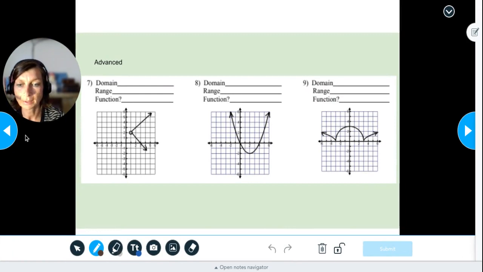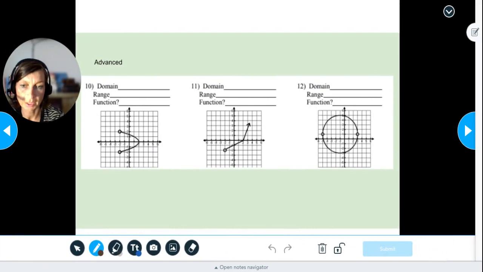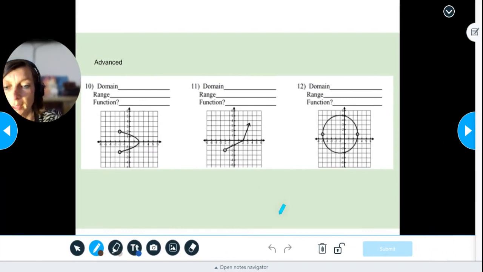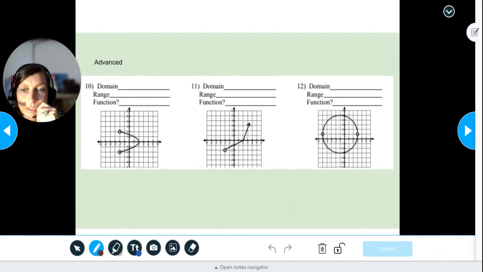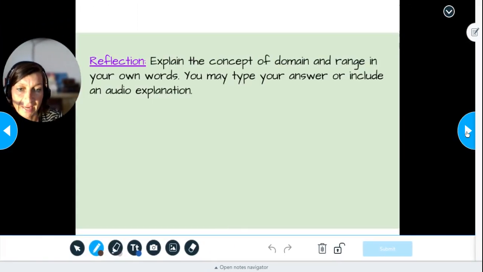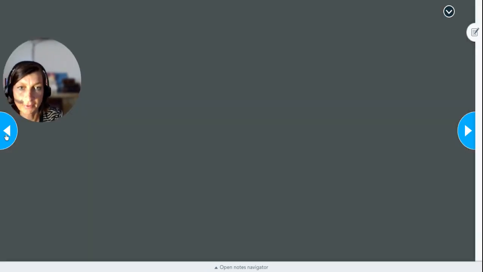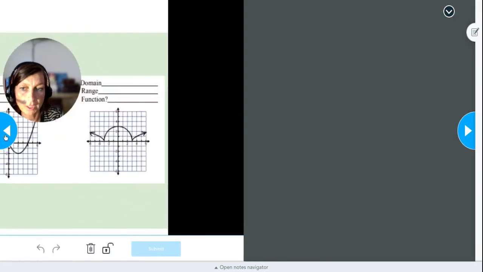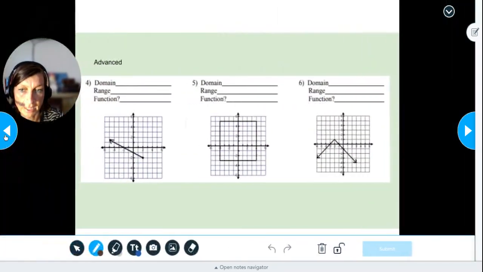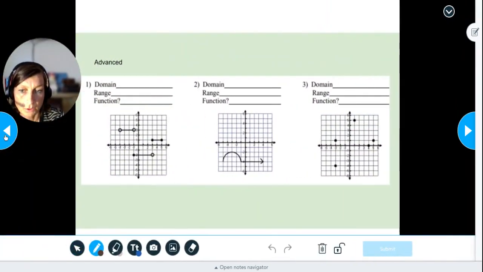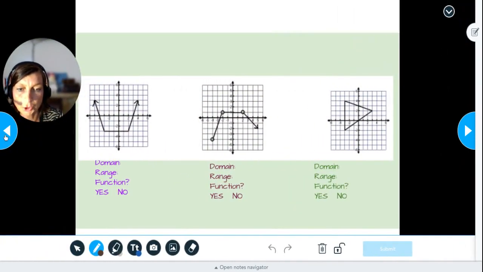So let me show you one where you would not include a value, because you have open circles. Let's check it out. I'm going to do this number 10. Oh yeah, by the way, if it says advanced, that is for our advanced students. So if you're on level, you don't really have to do the advanced slides. So there you have it. I'm going to show you the one that everybody has to do.